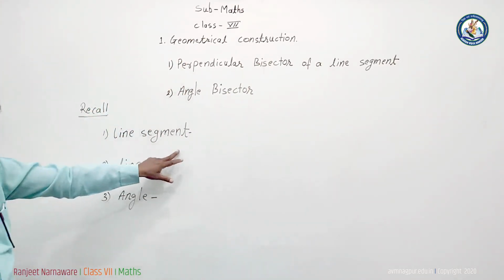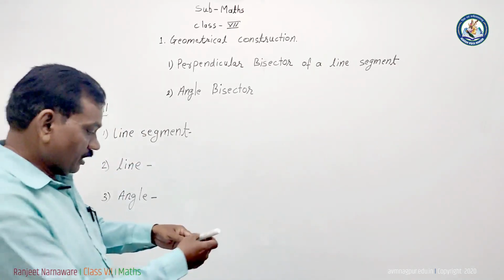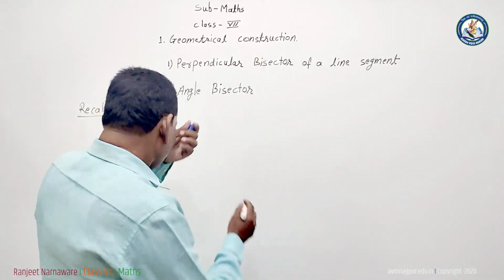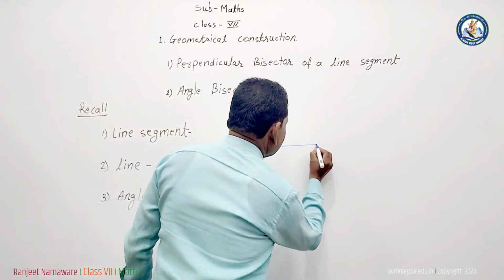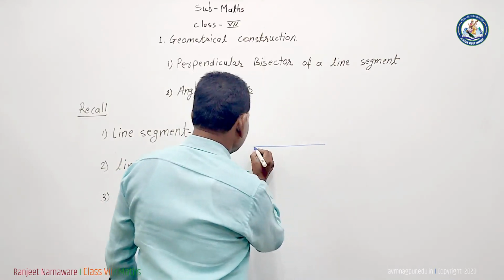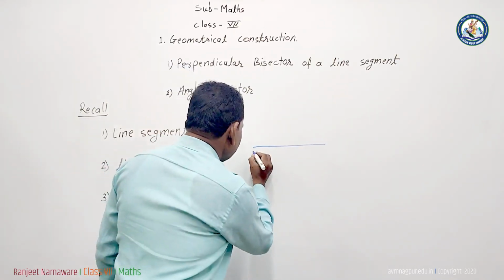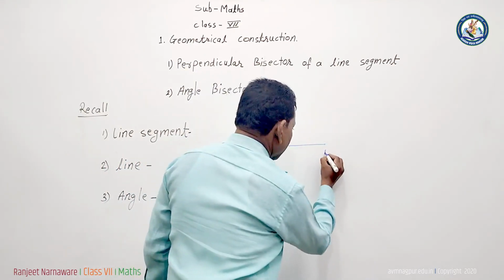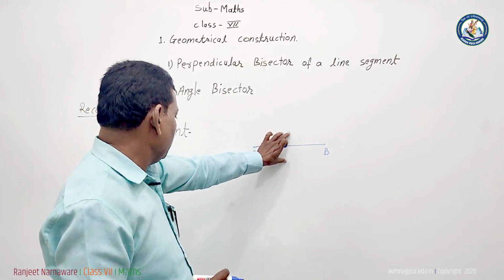First one is line segment. Then what is line segment? I will explain it to you. This is the diagram of line segment. Name it AB.